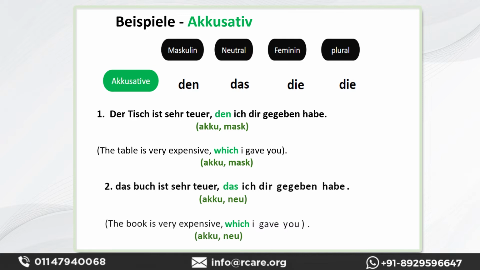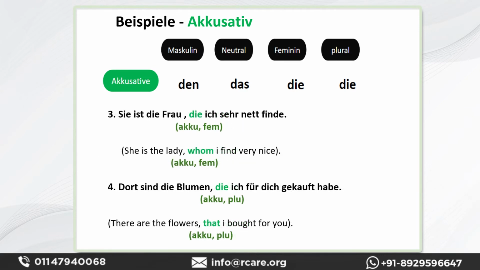Let's look at another example. Das Buch ist sehr teuer, das ich dir gegeben habe. The book is very expensive, which I gave you. Here I am giving you the book, so I am the subject. And what am I giving? The book. So the book has to be in accusative case. It is an object.